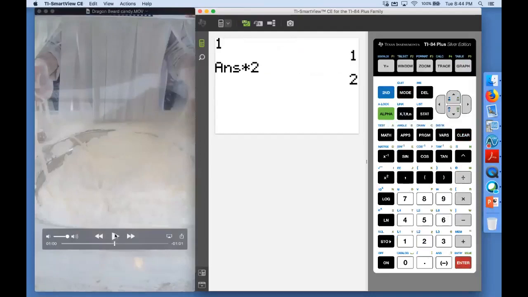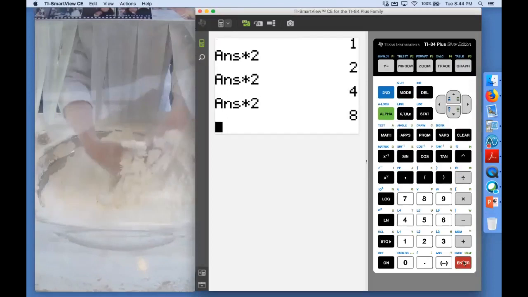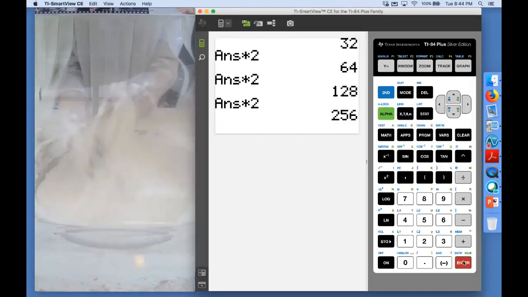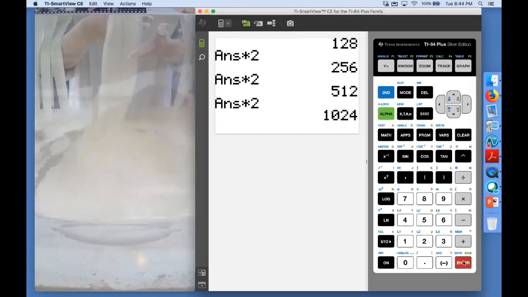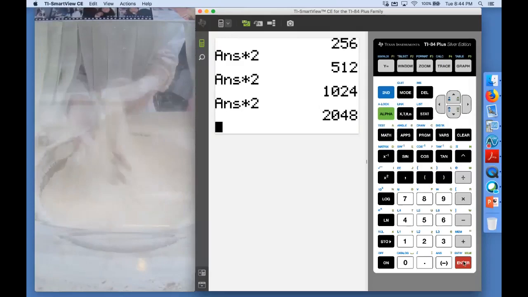Very good. Honey string, one and two. Next, plus 5. Next, plus 8. 16, 16. 32. 64. 128, 256, 512, 1024. One more time. 2048, 4096, 8192. Last final count. 16,000 strands.